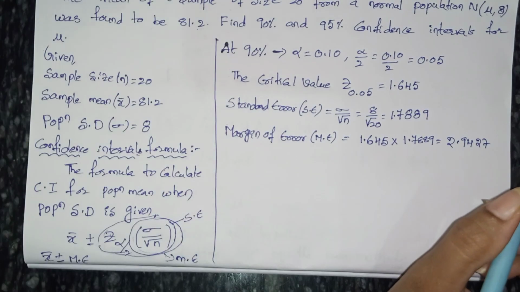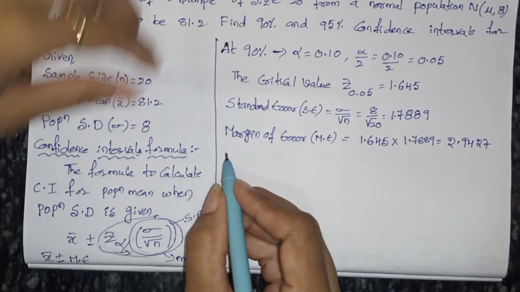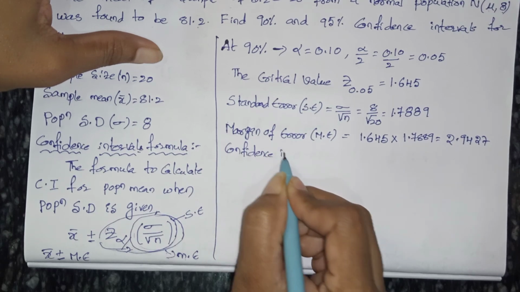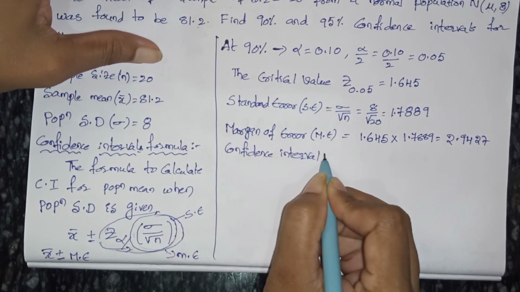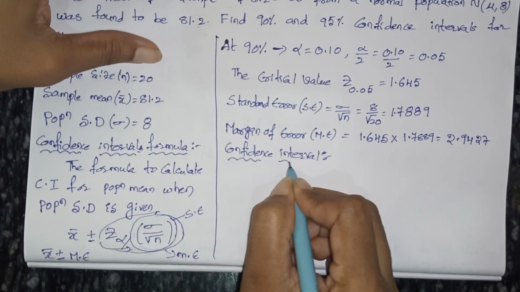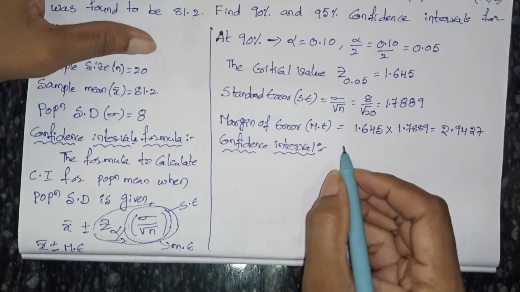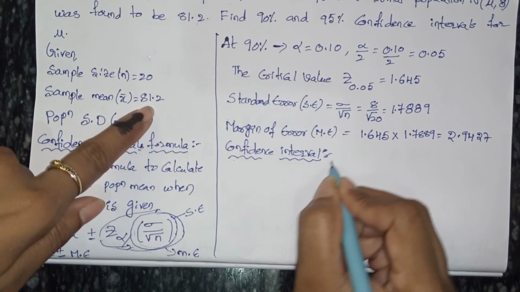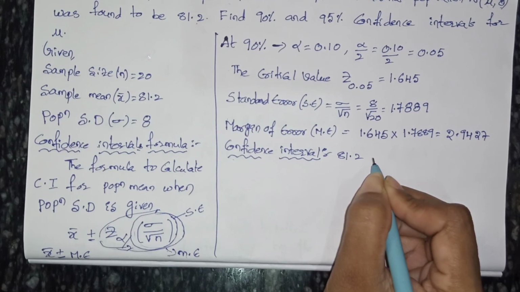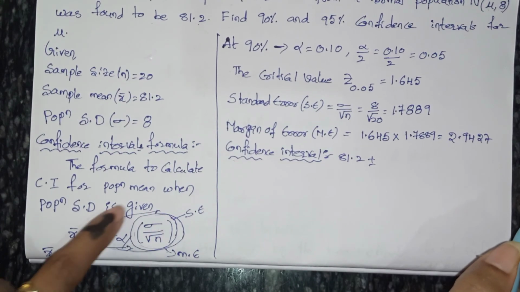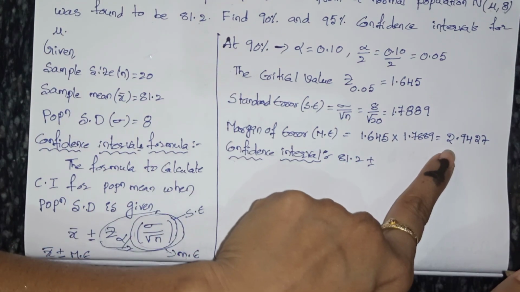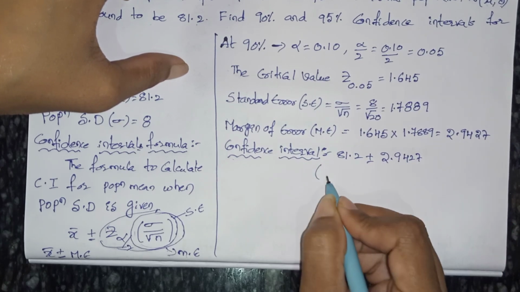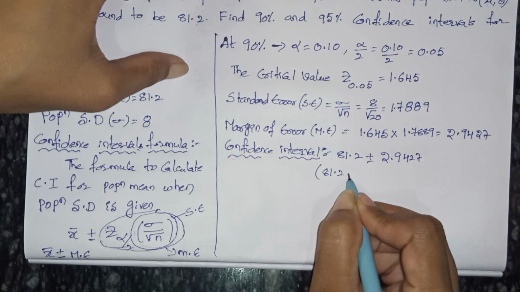2.9427. Okay. Now we have to calculate the confidence interval. So what is the formula for confidence interval? X bar. X bar in the sense what? How much we got X bar here? 81.2 plus or minus. This is called margin of error. What is the answer of margin of error? 2.9427.